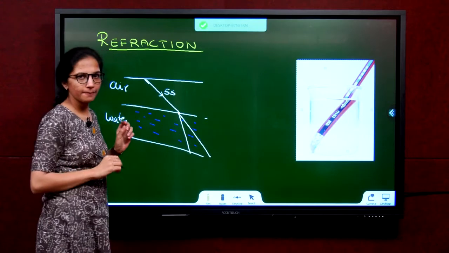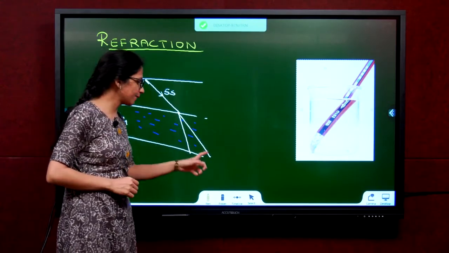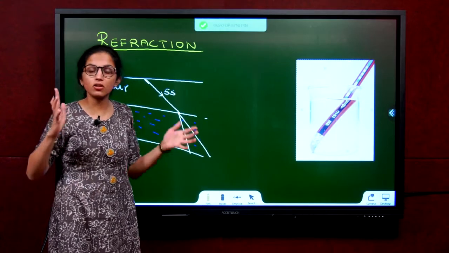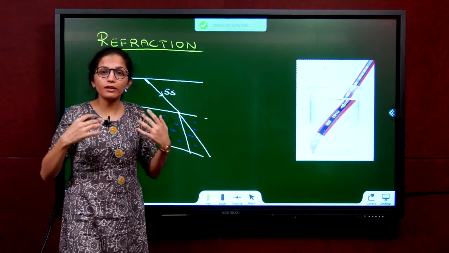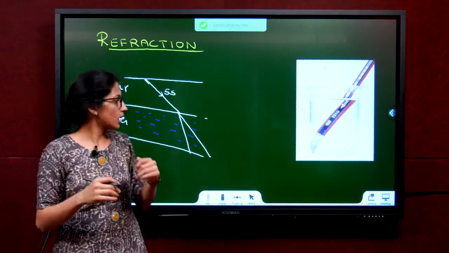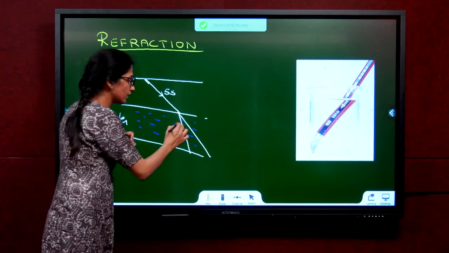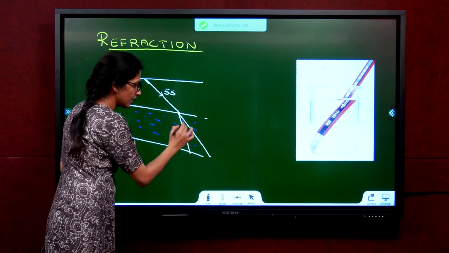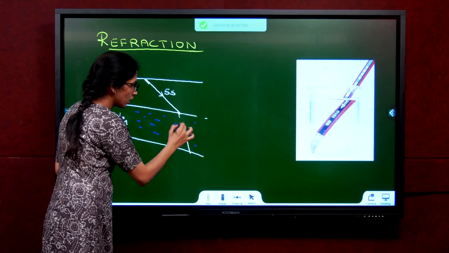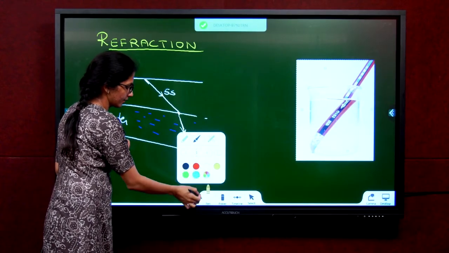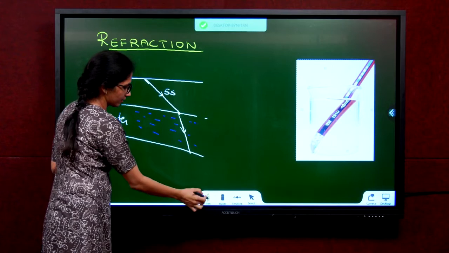Will you take the same long path that you took here, or will you take a shorter path, and why? See, if you take the same long path, you need more than 5 seconds because now water is more heavy. It's more difficult for you to walk in water. So, you will choose a shorter path. Agreed? So, what did you do? You bent. You changed your path.